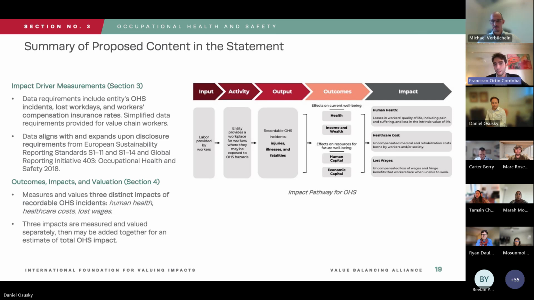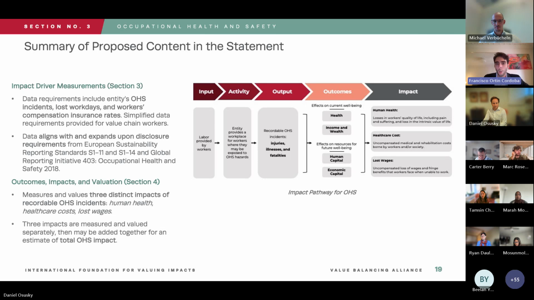We recognize that this impact pathway is not only applicable for own operations, so there are also OHS hazards in your value chain, upstream and downstream, and we recognize that data requirements there have to be simplified, mainly because there's more complexity in obtaining those data points. These requirements, as I said, aim to be aligned with ESRS, the European Sustainability Reporting Standards, with ESRS S1-11 of social protection, and especially with S1-14, but also with the Global Reporting Initiative standards, specifically standard 403 on occupational health and safety.